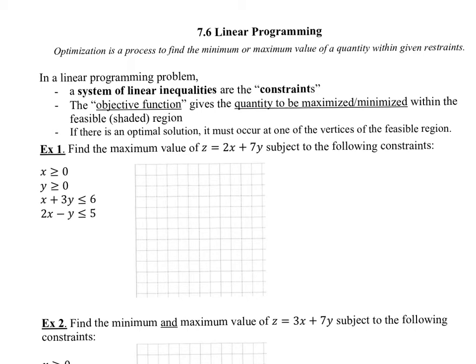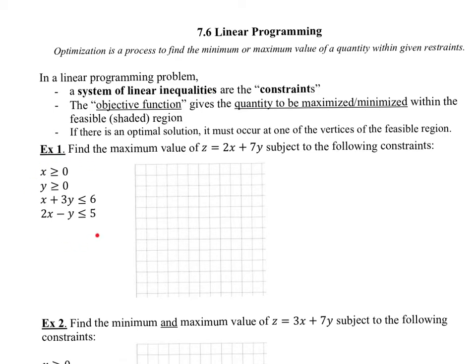Okay, last section of the chapter is 7.6. It's linear programming. In linear programming, we're going to try to optimize a set of restraints. So optimization is a process to find the minimum or maximum value of a quantity within given restraints. In a linear programming problem, a system of linear inequalities are the constraints.